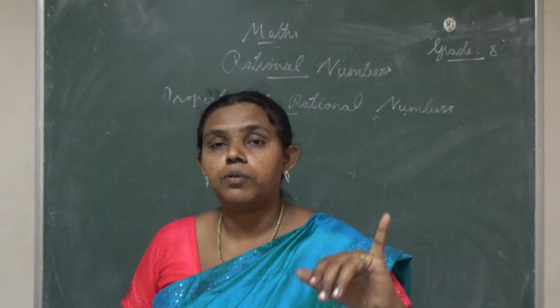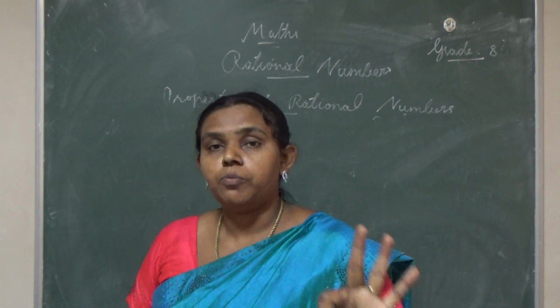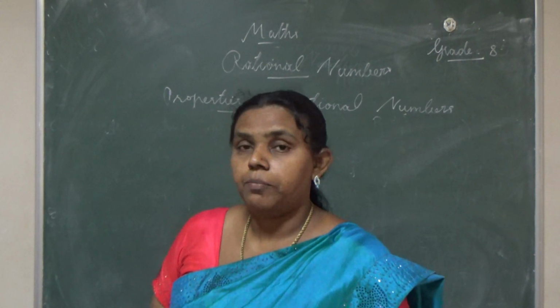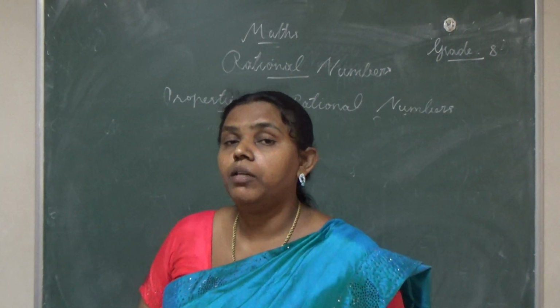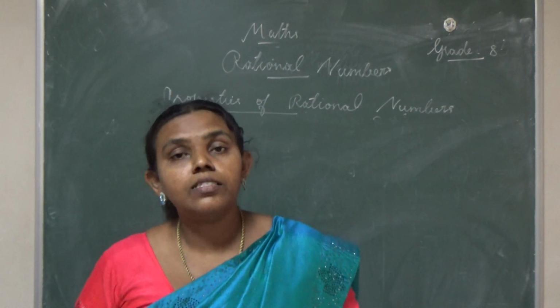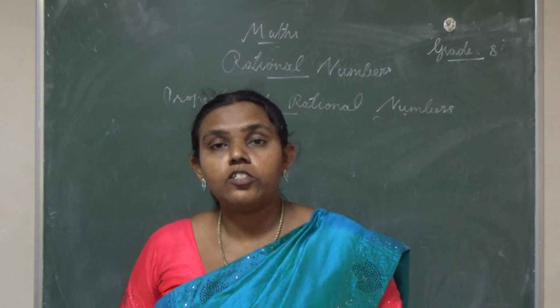Last class I taught the properties of rational numbers under addition: closure property, commutative property, and associative property. Three properties we have learned. Today we will learn the next two properties. What is the closure property? If a by b and c by d are two rational numbers, then a by b plus c by d is also a rational number.